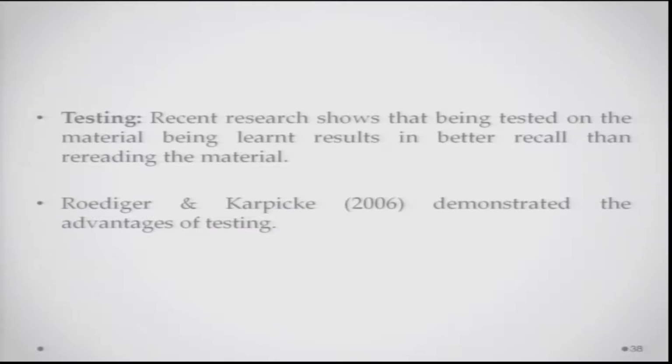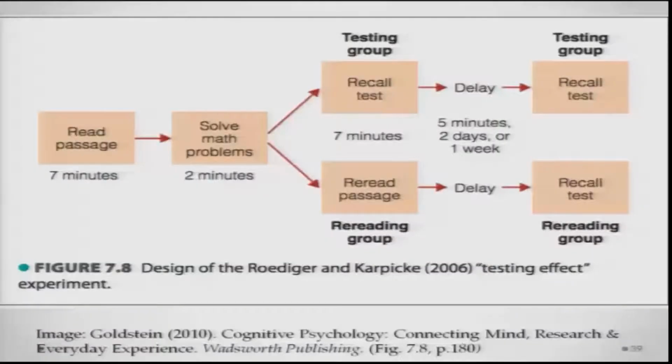Testing basically has also been shown to result in better recall. So Roediger and Karpicke tested the advantages of testing. So what they had was 2 groups. They had participants read a particular passage and solve math problems, and then in the testing group the participants took a recall test of that passage, and in the second group, which is the rereading group, they just read the material again. And then there was a delay, and the delay could be 1 week, 2 days or 5 minutes.